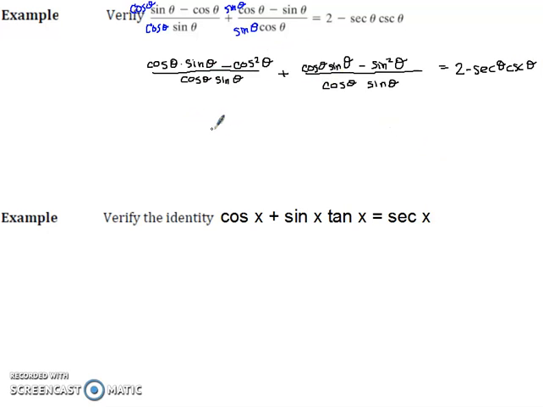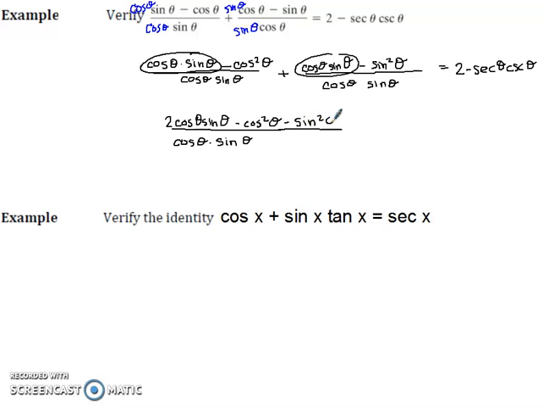So I have a common denominator on the left, which means that I can add these two fractions. I've got cosine theta, sine of theta, and then I add the numerators. So in the top, I've got cosine times sine, which I can add with cosine times sine. So I have two of these. And then I have a negative cosine squared, and I also have a negative sine squared. We want to show that this is equal to 2 minus secant cosecant.